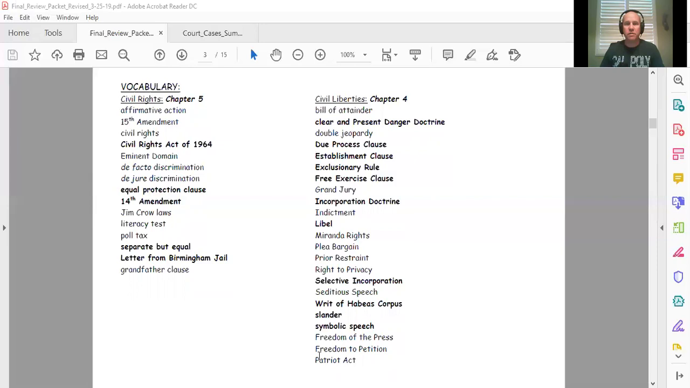Okay, here we go. So Engel v. Vitale. Now there are multiple cases that deal with this, but this is the court case that incorporated the First Amendment's freedom of religion to the states. Remember, court incorporation is applying the Bill of Rights to the states.